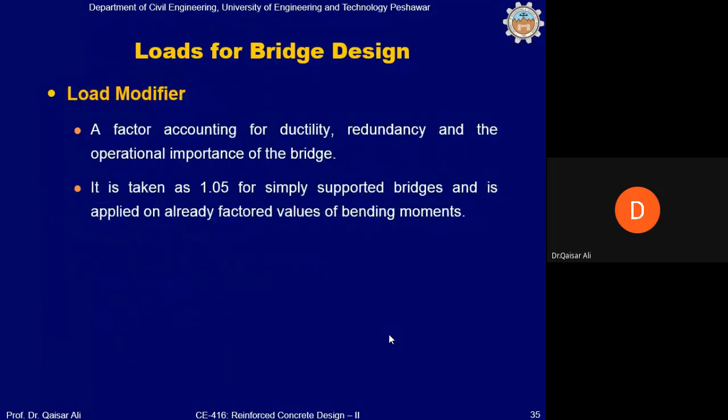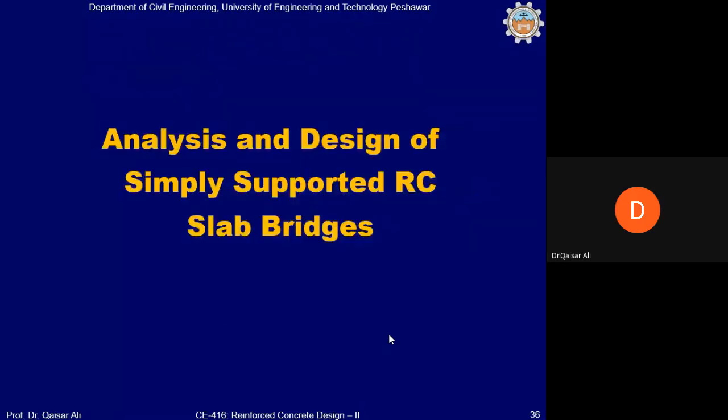Then we have load modifiers, a factor accounting for ductility, redundancy, and the operational importance of the bridge. This is a type of load factor that we have not used in the design of buildings. This load factor is taken as 1.05 for simply supported bridges and is applied on already factored values of bending moments, as we will see next.